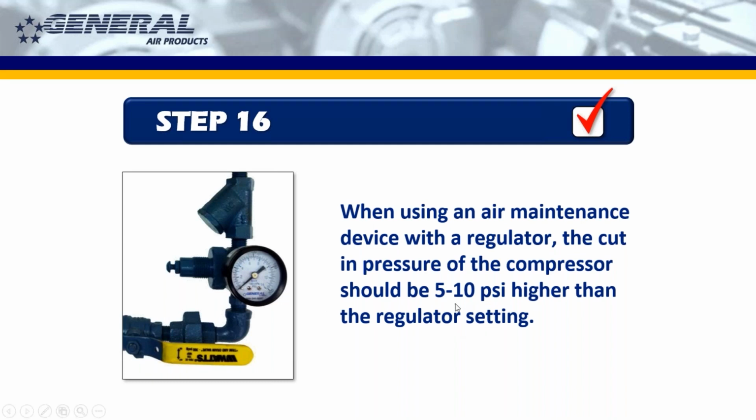So always have 5 to 10 psi higher on the compressor side of the air maintenance device than what you need in the system so that the regulator can work properly.